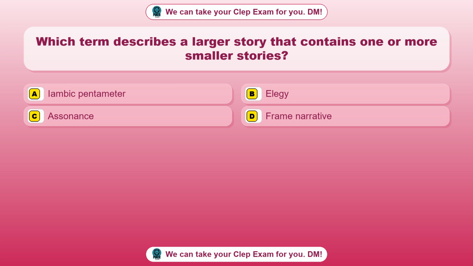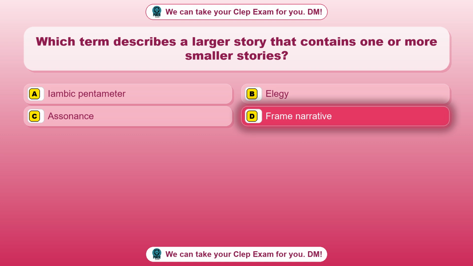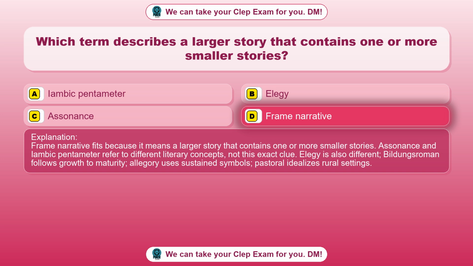Which term describes a larger story that contains one or more smaller stories? Option A. Iambic pentameter. Option B. Elegy. Option C. Assonance. Option D. Frame narrative. The correct answer is option D. Frame narrative. Frame narrative fits because it means a larger story that contains one or more smaller stories.